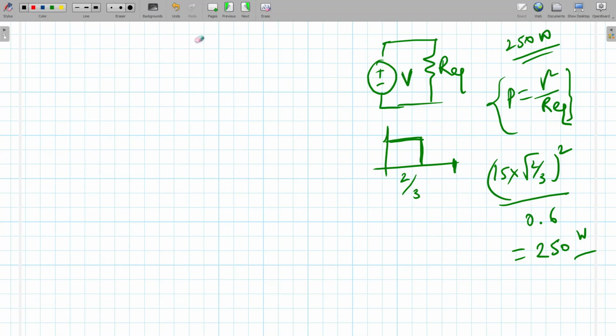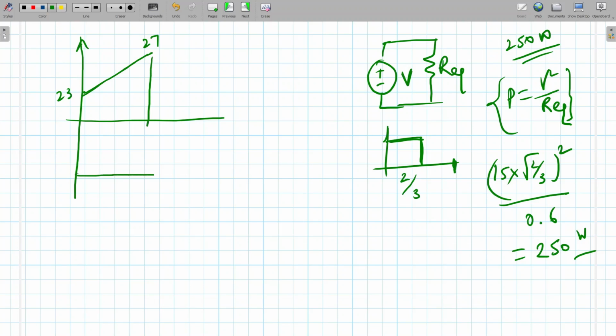Yes, sir. In another way also we can do this, like how power is 250 watts. Let's say this is the inductor current. So in the first case I am telling, what is the inductor current? This is 23, this is 27. Okay, and what is the voltage? Voltage is constant. So the power waveform we can draw here. What is the power waveform? Power is voltage into current. So voltage, this is 15 volt constant. This is the current.